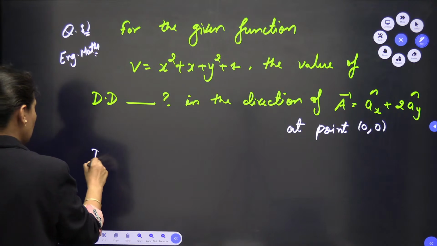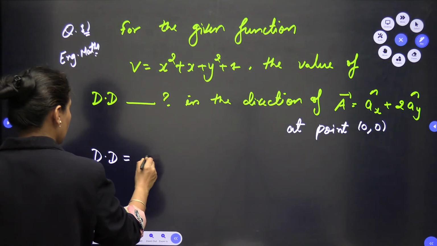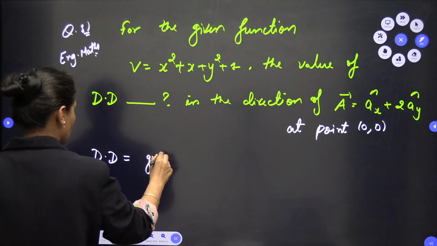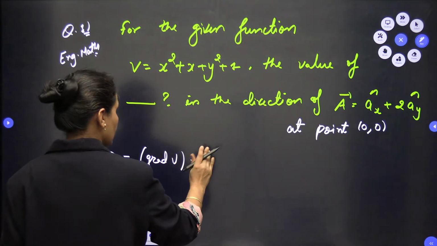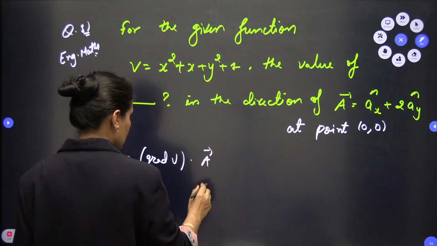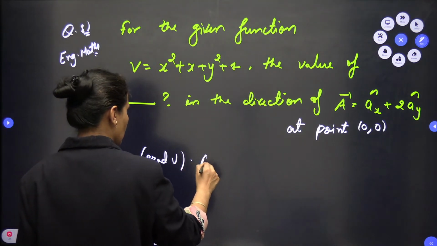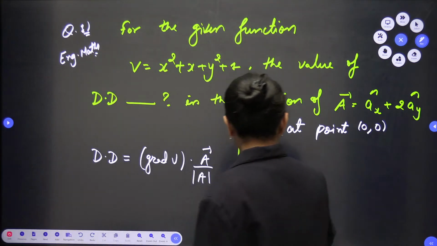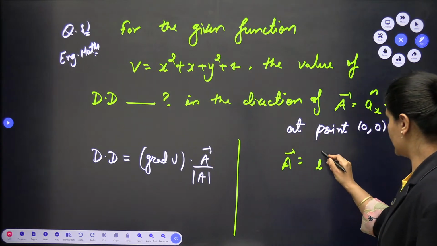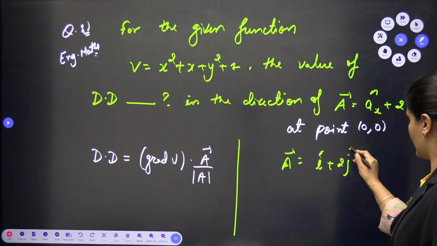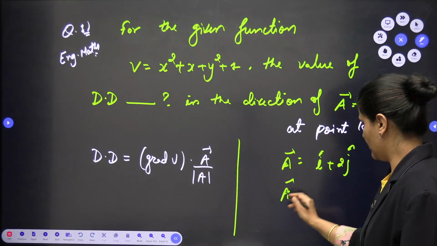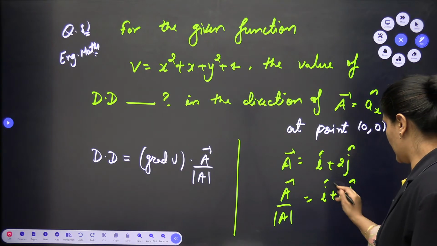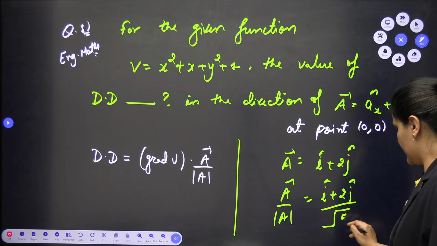It's talking about the directional derivative DD, which we know very well is the gradient of the given function dot product with the unit vector e. This e vector is the a vector divided by the magnitude of a. So first of all, we need to write down this a vector smartly. This is i cap plus 2j cap, and the magnitude is the square root of 1 plus 4, which is root 5.